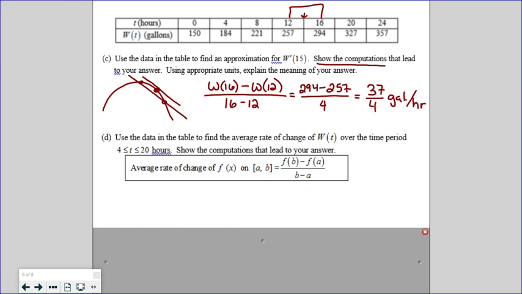Remember, there's our formula. The interval they give us comes from this, 4 to 20. And so 20 would be B, 4 would be A. I go grab those values from my table above. W of 20 minus W of 4 over 20 minus 4. Same process, different prompting, right?